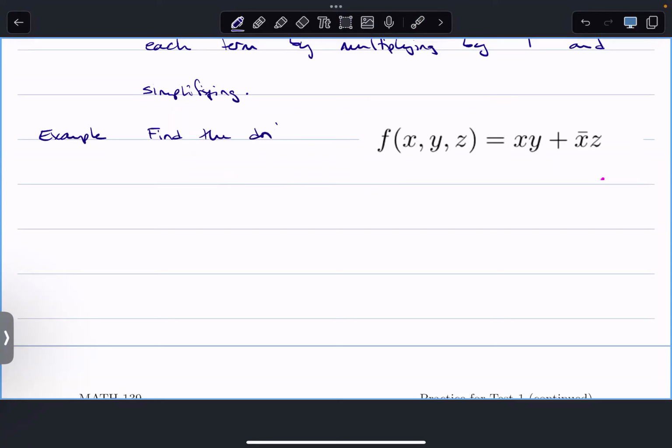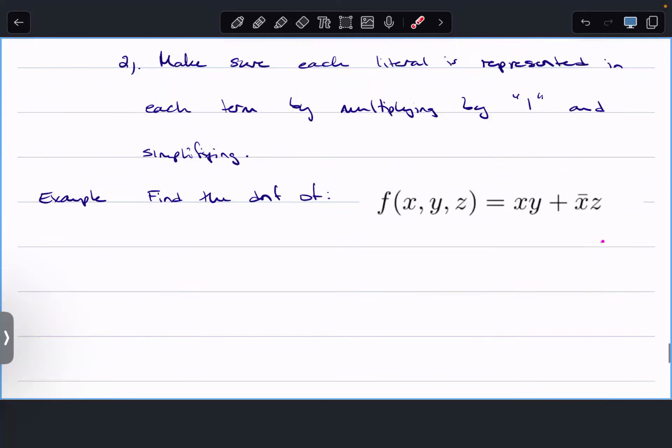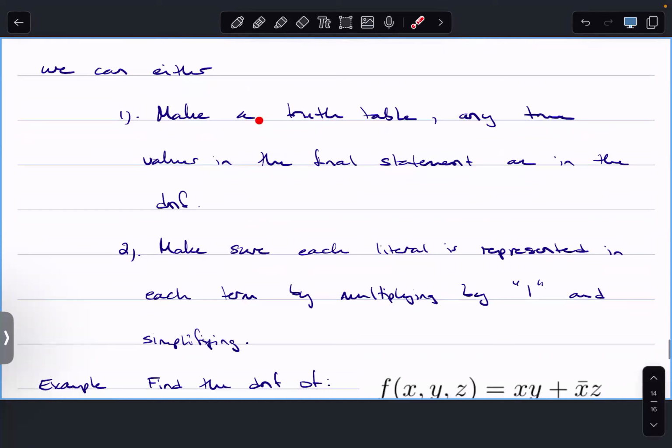Find the DNF of this function. So we have x, y, and z, which means that each of these terms has to include some version of x, some version of y, and some version of z. The first thing that I would do is rearrange these in alphabetical order, just so that you have some kind of method. I am going to do the truth table, but I want to do the second one, which is the weirder one, first.